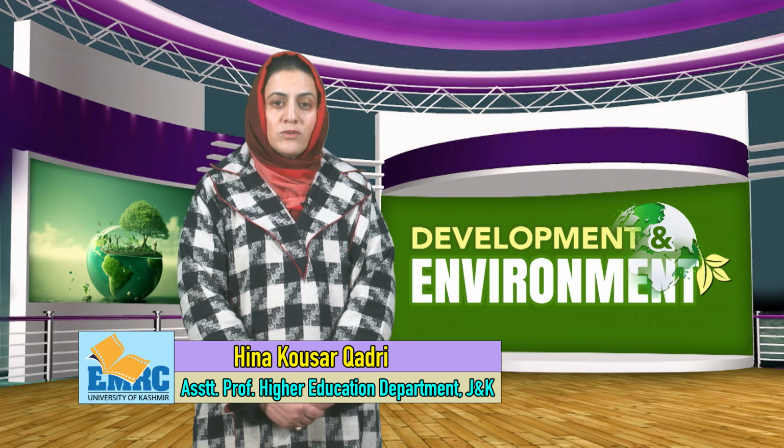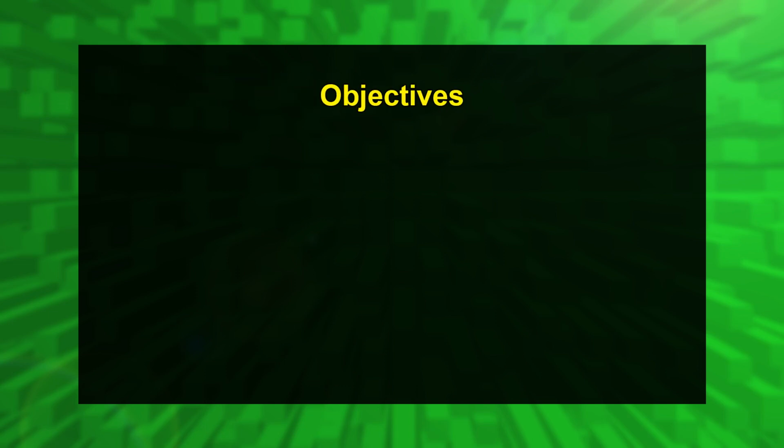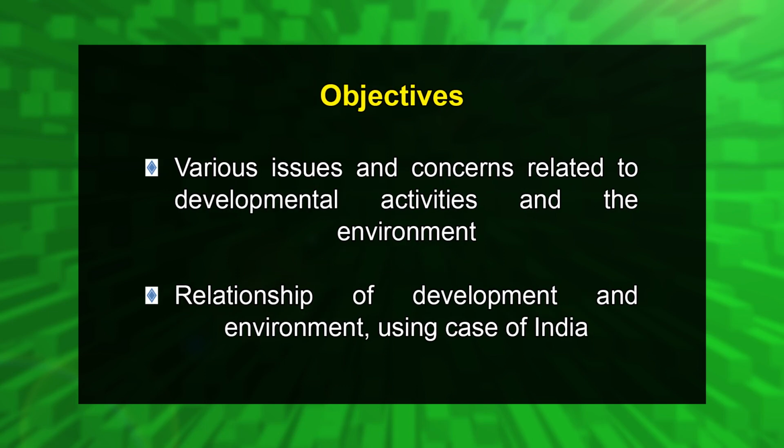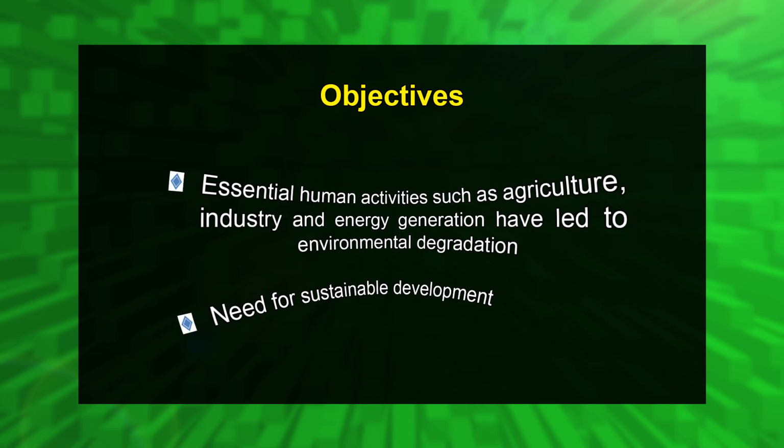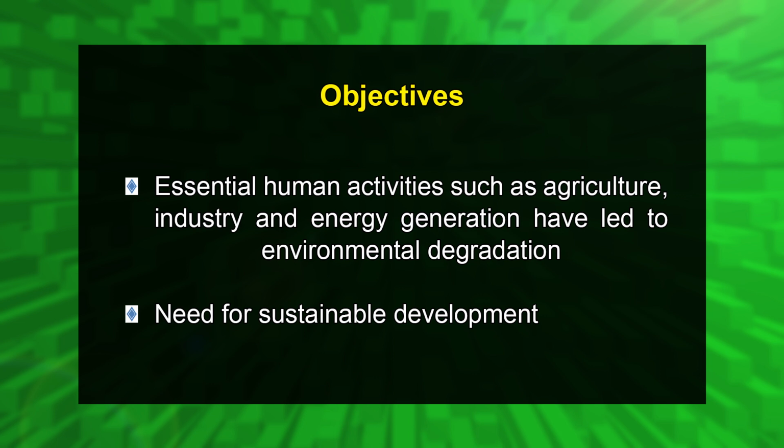Today, our topic for deliberation is development and environment. The objectives of this lecture would be to understand various issues and concerns related to developmental activities and the environment, to understand the relationship of development and environment using the case of India, to analyze how various essential human activities such as agriculture, industry and energy generation have led to environmental degradation, and to examine the need for sustainable development.